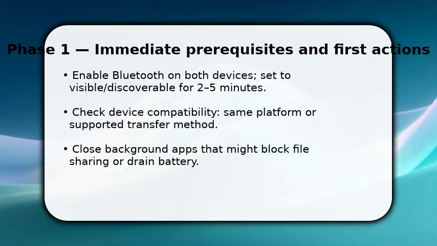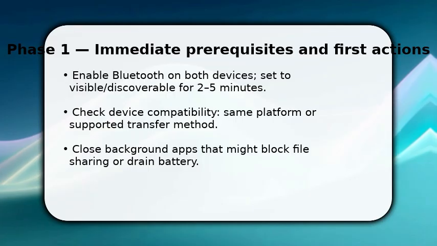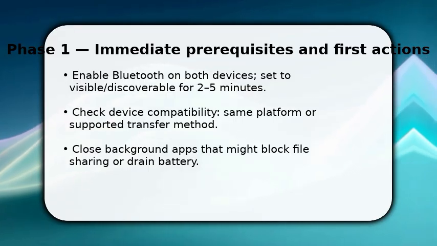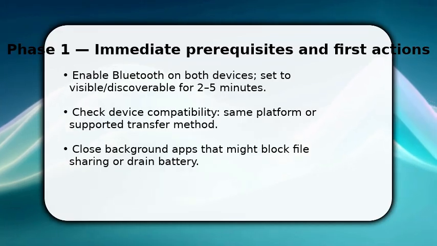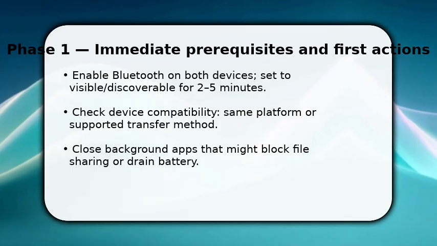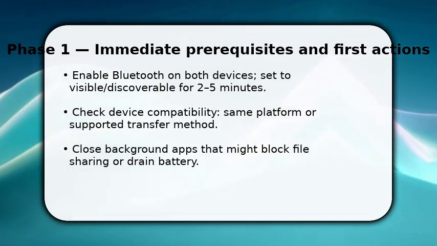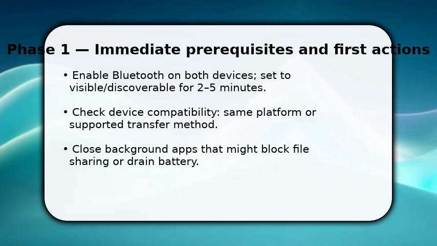You start by enabling Bluetooth and making both devices discoverable. This gets them talking. Next, verify compatibility so the receiving device can accept app packages and close background apps that interfere. Once done, bring devices within 1-3 feet for a stronger connection and turn off Wi-Fi tethering if it conflicts. Make sure battery levels are above 20% to avoid interruptions.